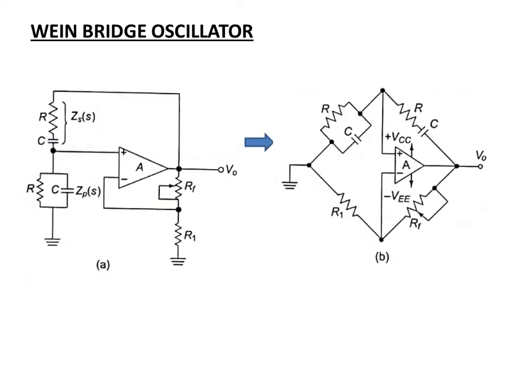So these RC oscillators are classified into two types: the RC phase shift oscillator and the Wien bridge oscillator.